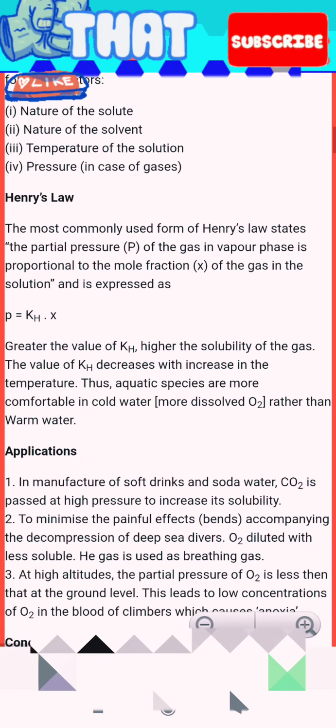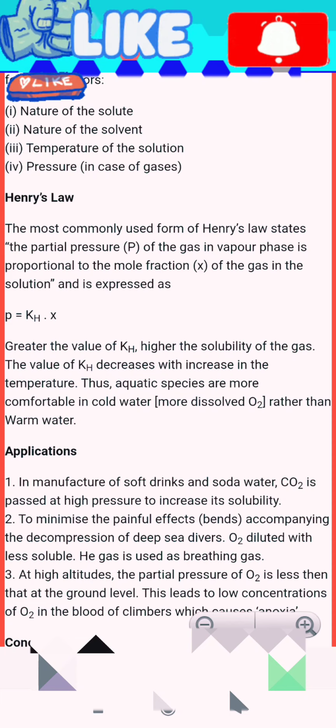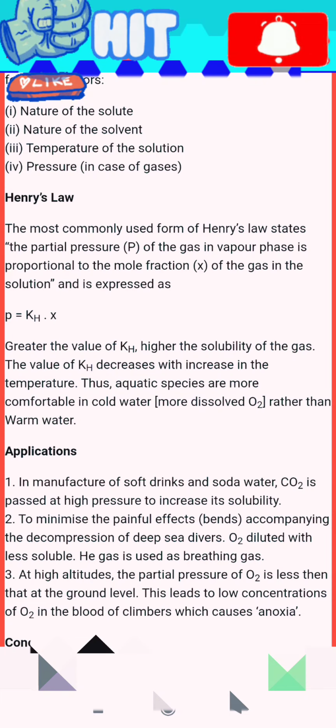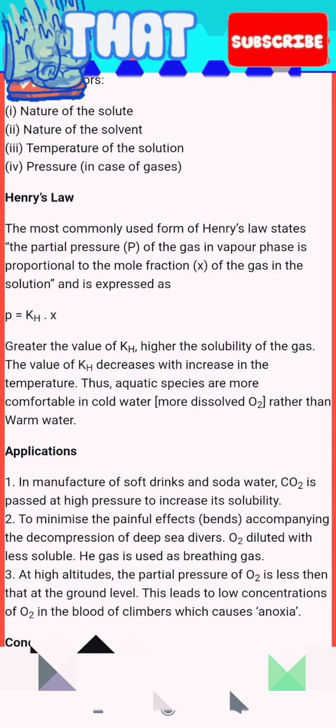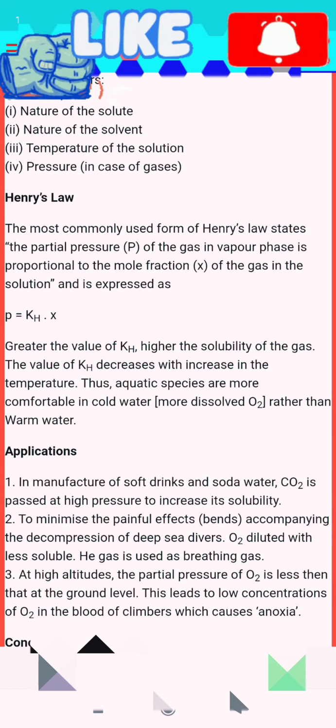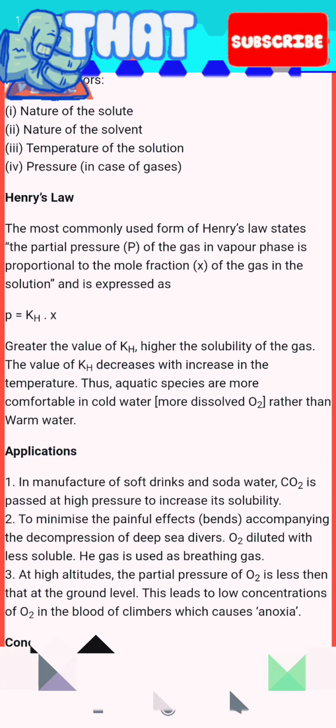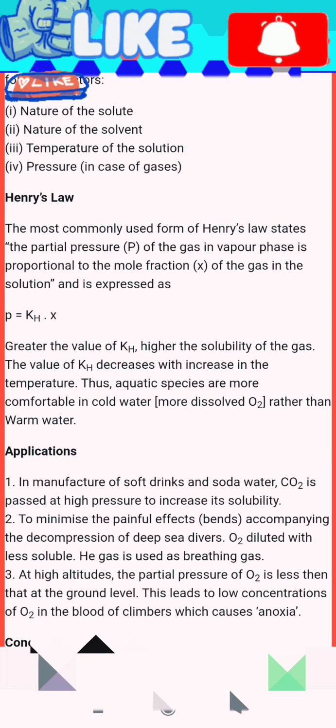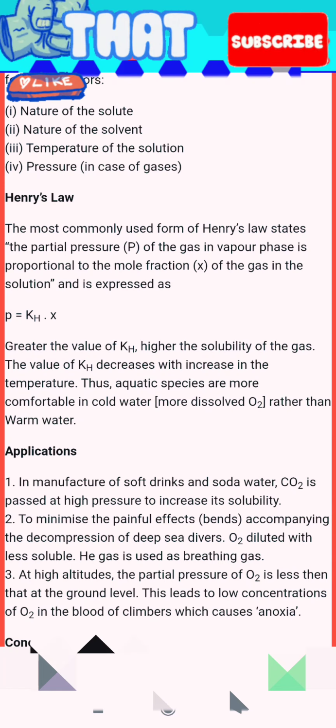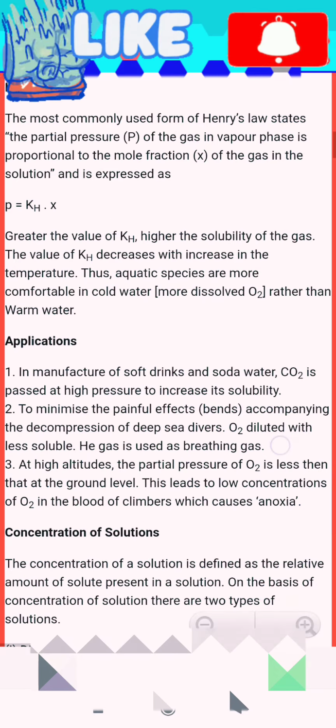At high altitude, the partial pressure of O2 is less than that at the ground level. This leads to low concentration of O2 in the blood of climbers, which causes anoxia. These are the applications of Henry's law, because Henry's law is applicable for gases especially.